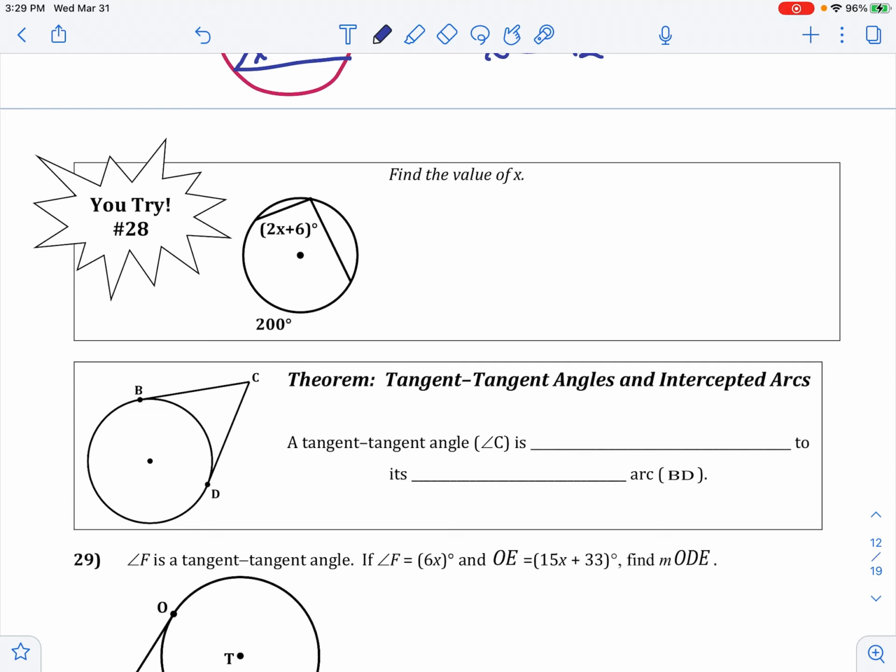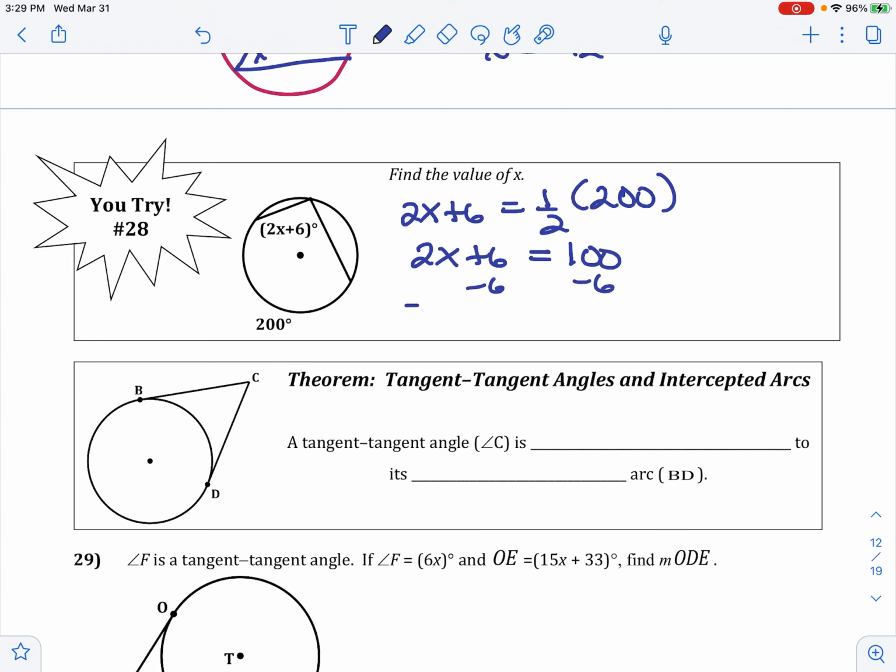So hopefully you gave yourself a chance to try. I see an inscribed angle, which means the angle 2x plus 6 is equal to half of its arc, which is 200. So 2x plus 6 we can say is equal to 100. Subtract 6. 2x equals 94. Divide by 2. And x is 47.